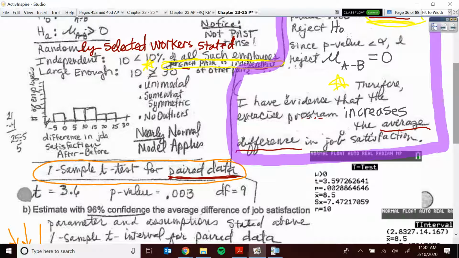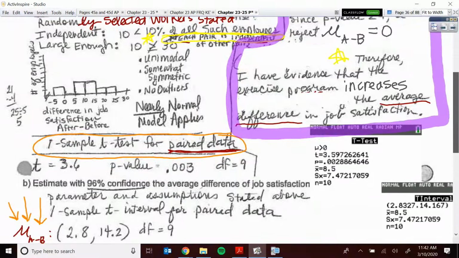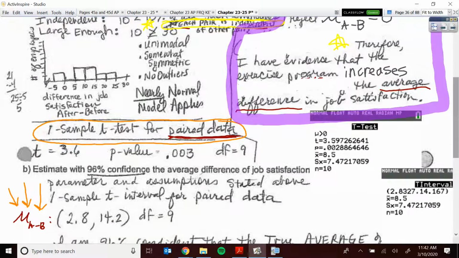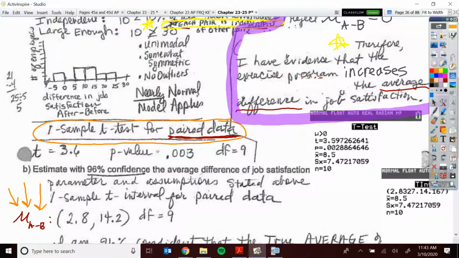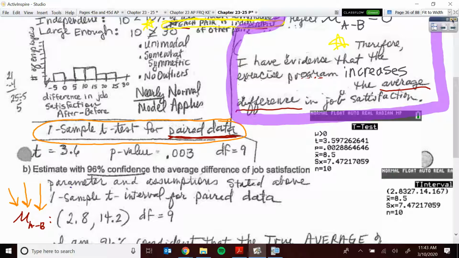Okay, now let's talk about the interval. So the interval says that we want to be 96% confident. So our parameter and assumptions were the same as above, but go ahead and put in the name of this interval. You can say one sample t-test for the interval. Okay, you can say one sample t-test for paired data, or one mean t-interval for paired data.